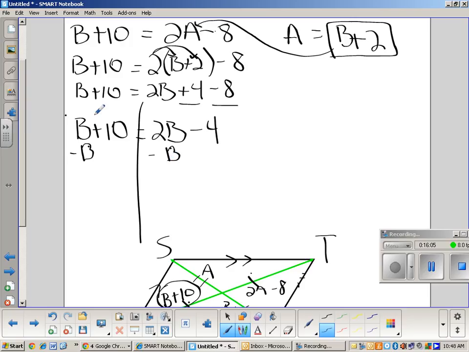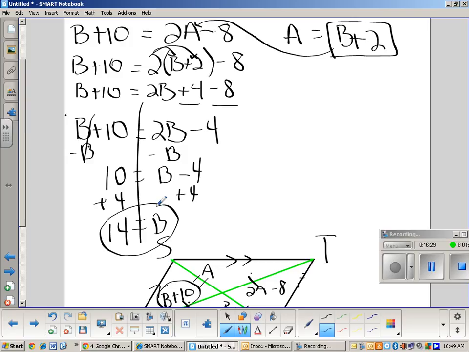So these cancel out. So I'm left with positive 10 equals 2b minus 1b, which gives me 1b minus 4. Now I'm going to add 4 to both sides. So b equals 14. Now, I'm not done here.